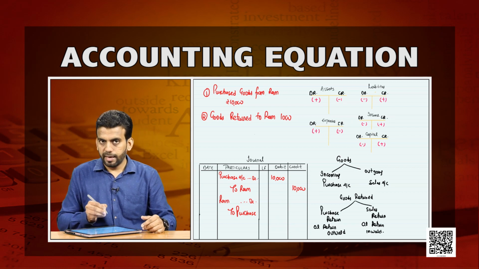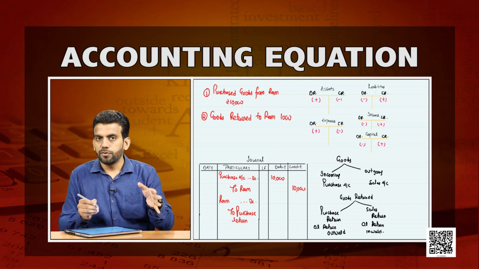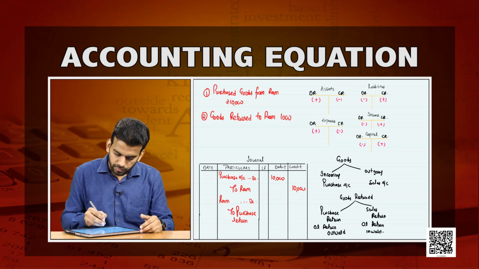Do not make any mistake by crediting purchase account. There are few cases when purchase account gets credited, but not in this case. I repeat, when you bought goods from Ram, you made purchase account debit to Ram. Now you are returning goods to Ram. This entry is to be flipped. Ram account debit to purchase return, right? 1,000.